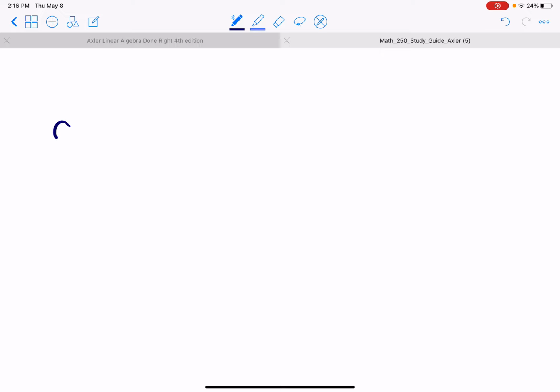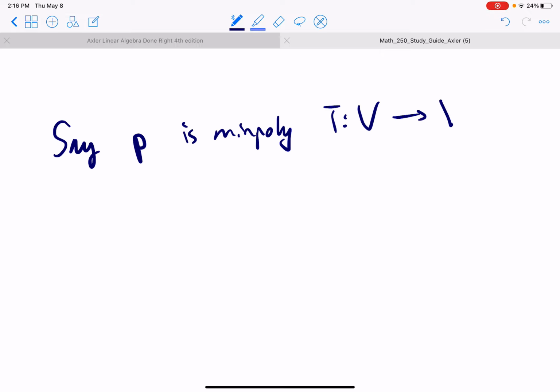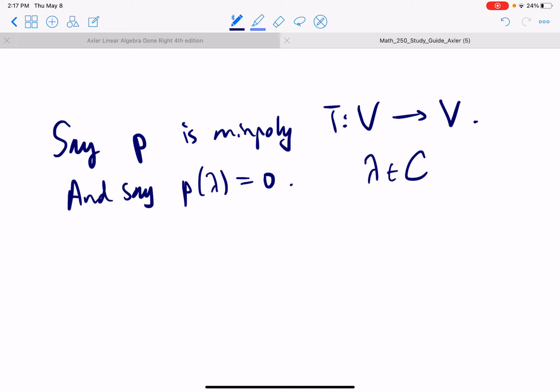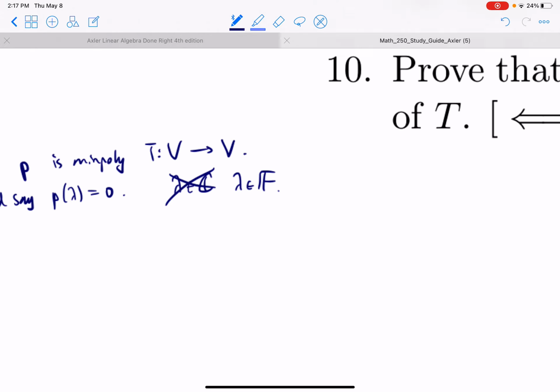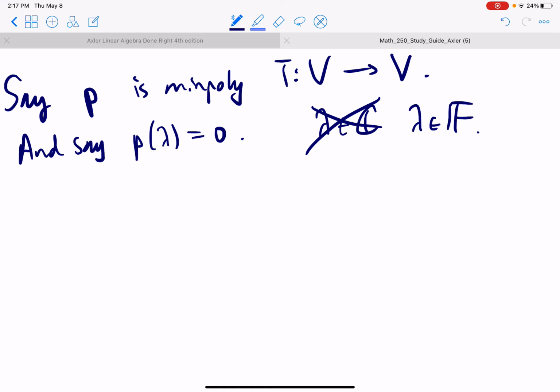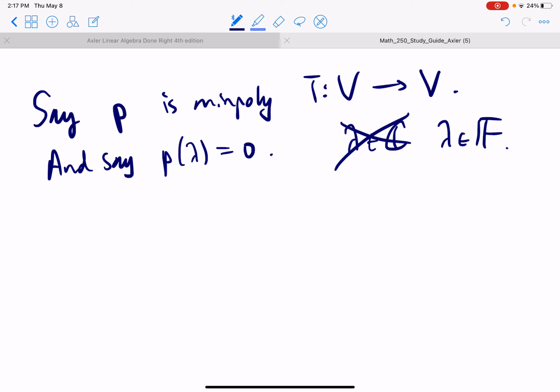So say p is the min poly of some operator T from V to V, and say p of lambda is 0. So lambda is maybe a complex number, or maybe it's a real number. Do we care? I don't know. Let's see. I think it'll work. It won't matter which field, so it could be real or complex here.